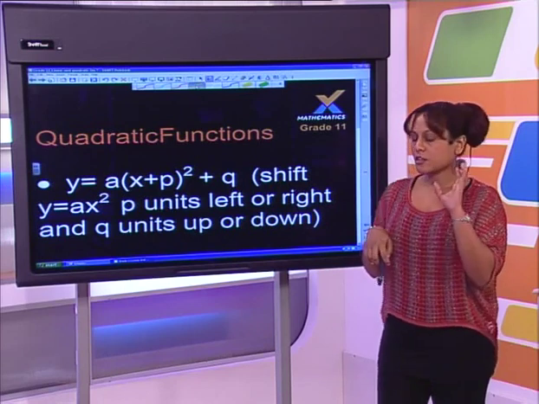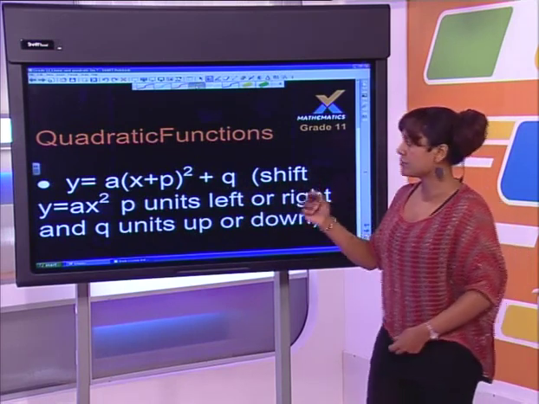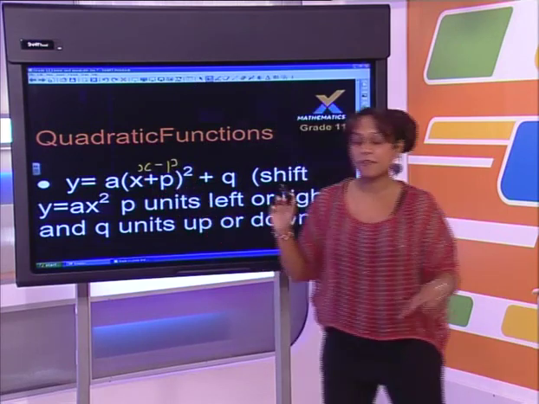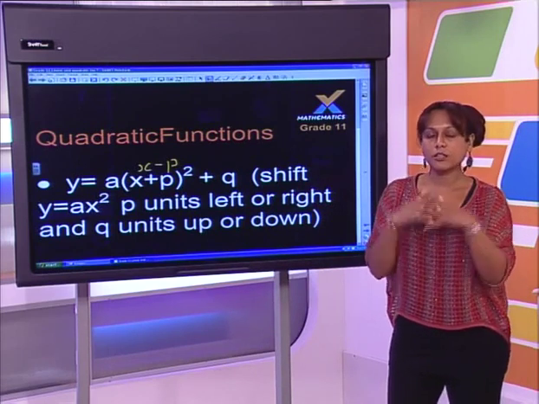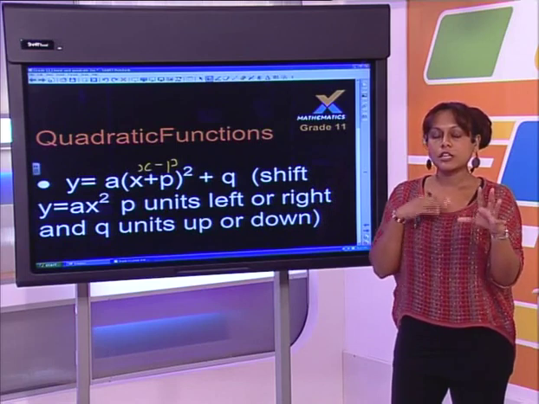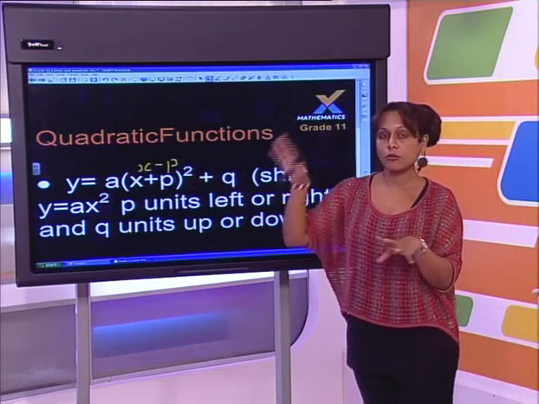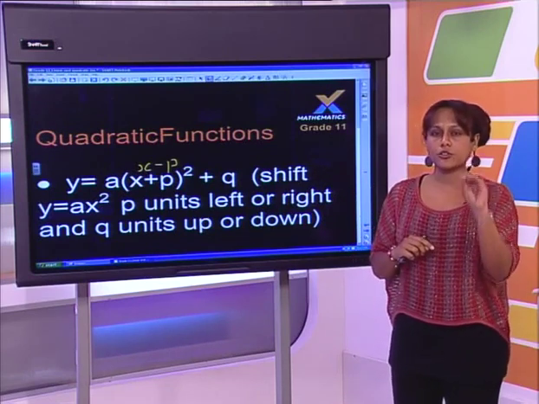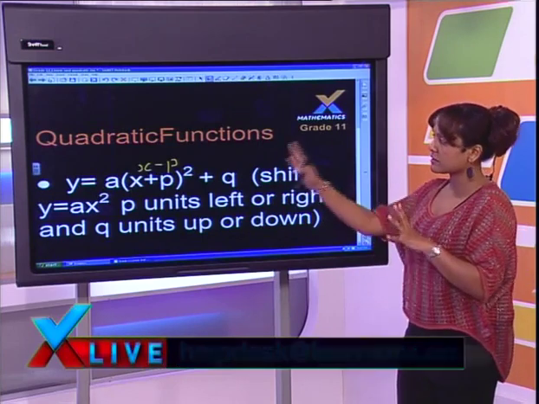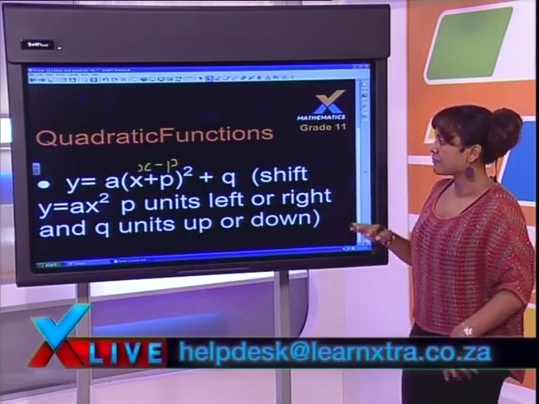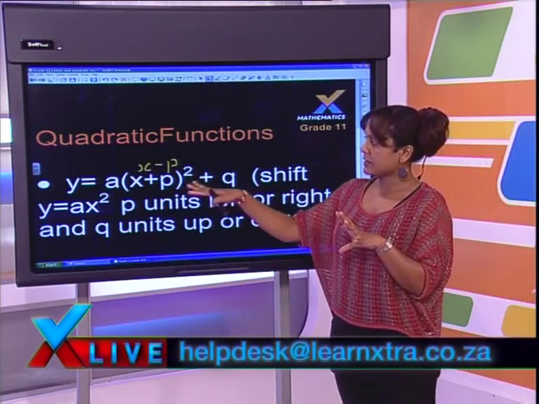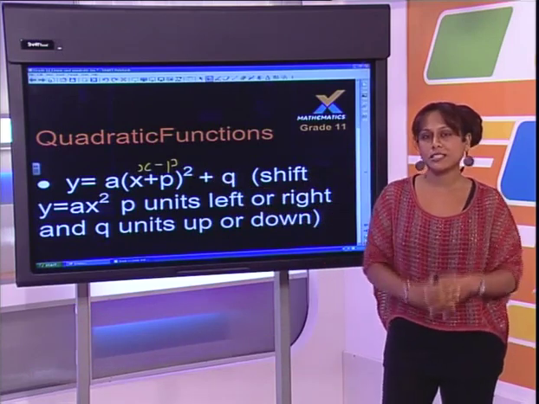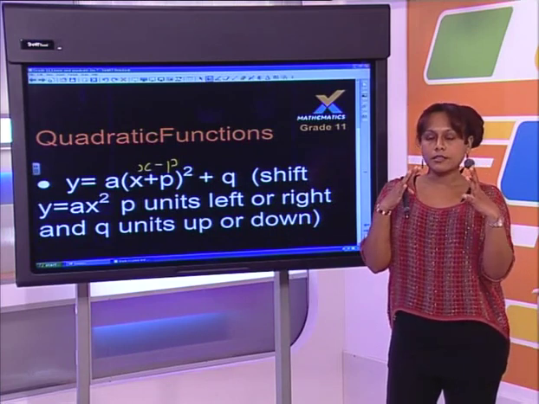Now sometimes your teacher, instead of using (x plus p) squared, she might put in (x minus p) squared, which is fine. It's really going to give you the same thing. What you've got to be really careful about, though, is your signs. Whether you're using x plus p in that bracket or x minus p, either way is fine, but you've just got to be very, very careful when you work out your turning point that you're using the correct sign for p. Okay, so that's the thing to be aware of there. All right? And what really happens with y is equal to a times (x plus p) squared or (x minus p) squared plus q, that's different from what you learned in grade 10, is that we're taking the graph y is equal to ax squared.